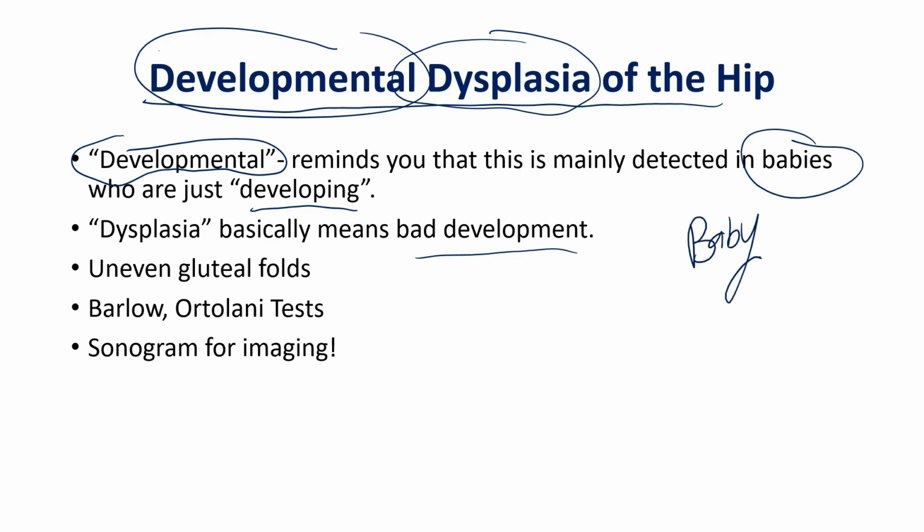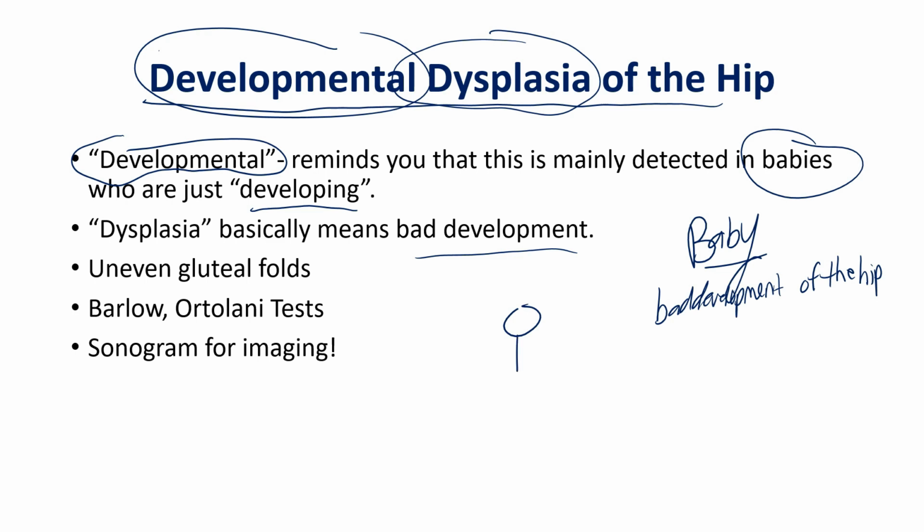So that helps you remember who this primarily presents in or is detected in. It's detected in babies. And the dysplasia means bad development. So we have bad development of the hip. Now, here's some important things. In a baby, they're not going to be able to tell you something's wrong with my hip. Of course, a baby, when you first detect this, they're not walking.